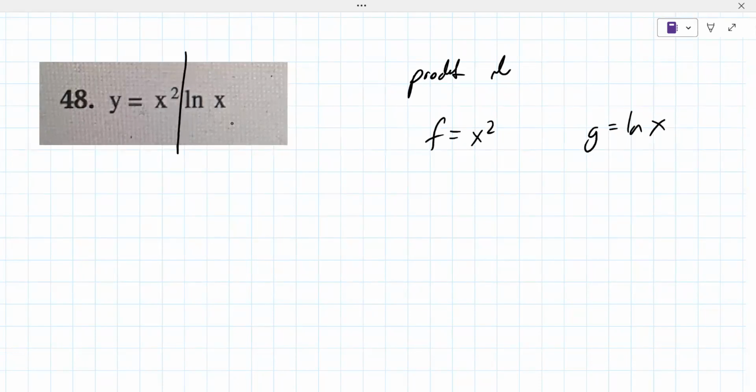Why don't you try this one on your own? If you need me to write the product rule, I can. I remember it's f times g prime plus f prime times g. Basically you're pairing one original with the derivative of the other, then the flip of it.